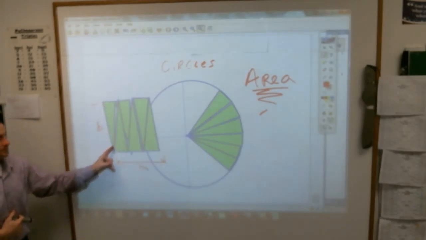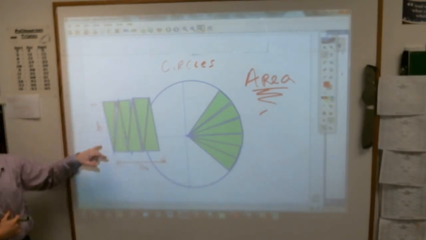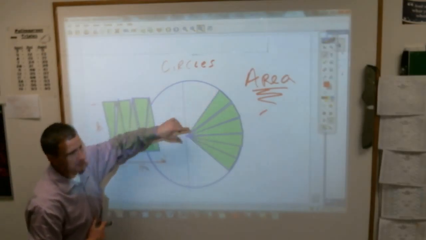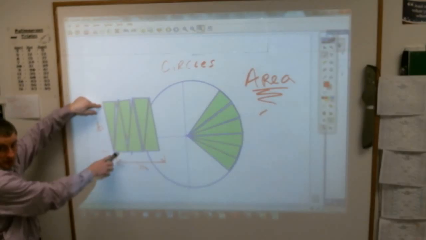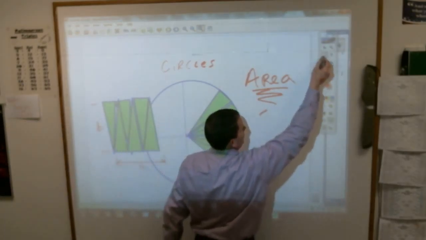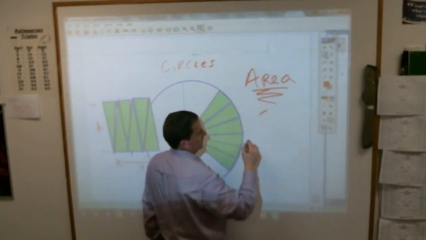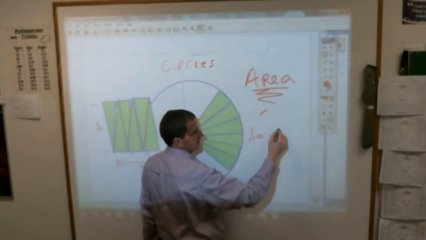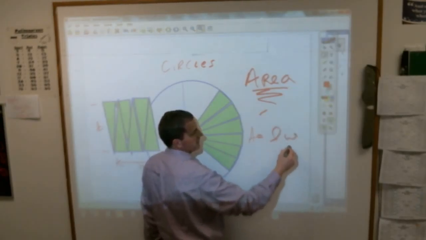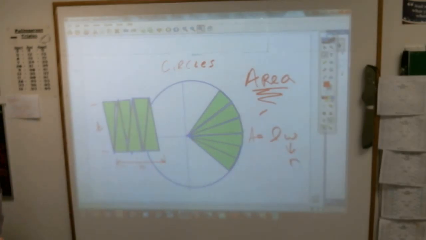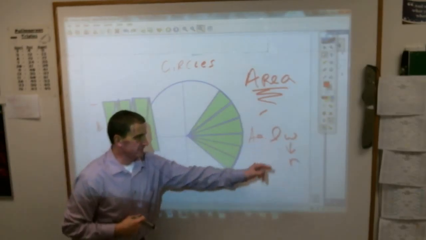Well, this is easy. What is this measurement from here to here? If you look at my circle here, what do we call that? The distance from there to there is the what? Somebody, Isabel? Radius. Okay, so let's write this down so far. We got area is going to equal length times width, and I know my width is the radius.